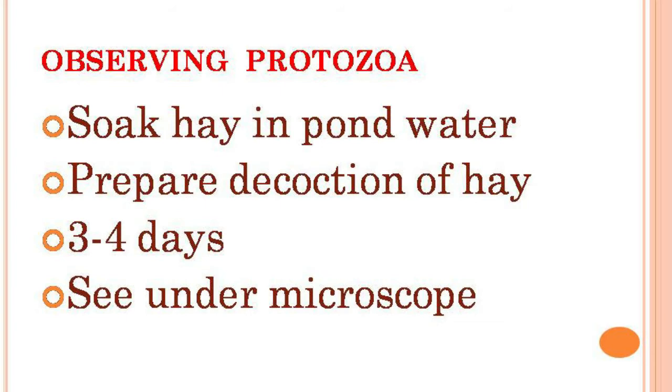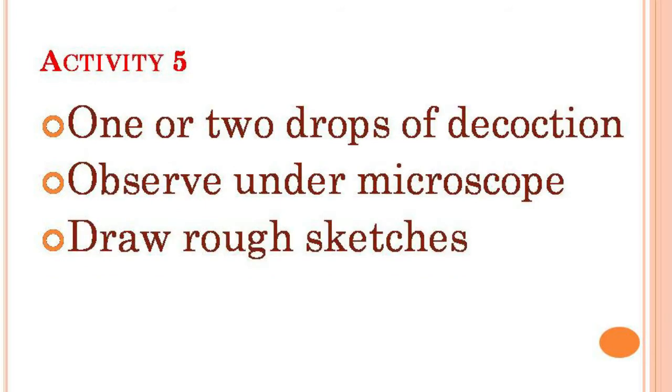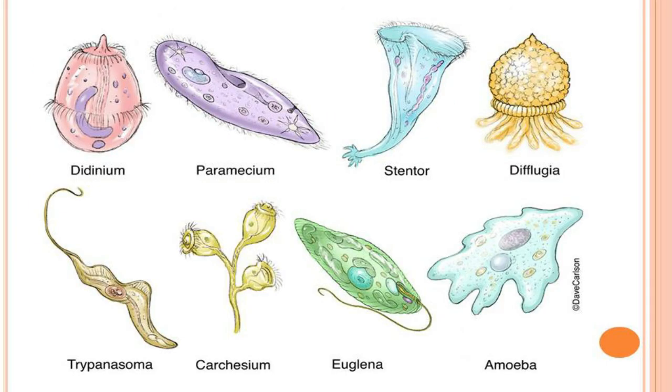After 3 to 4 days, a kind of liquid will form, which we call decoction. Now you take that decoction, add 1 or 2 drops on the slide, and observe it under the microscope. After observing under the microscope, you can draw rough sketches of what you can see in that.